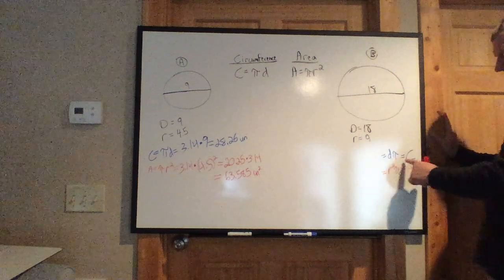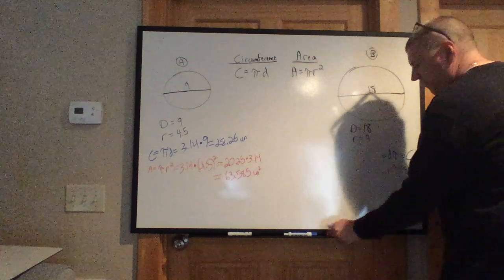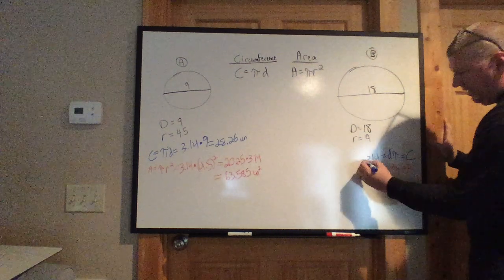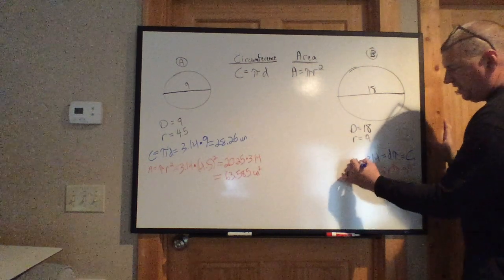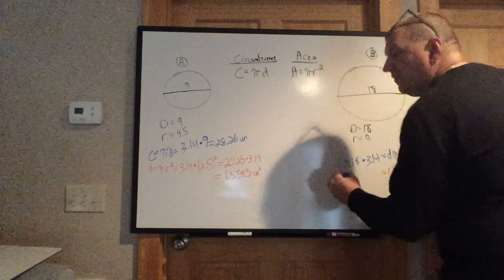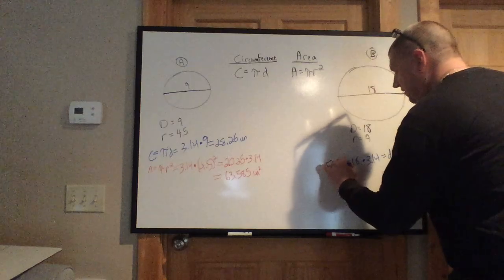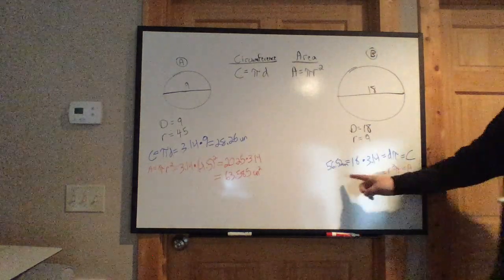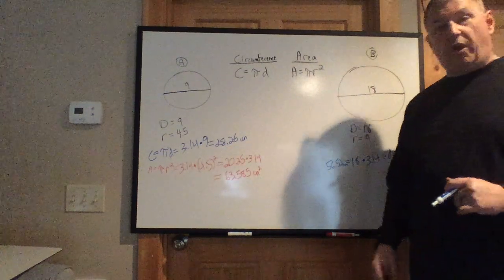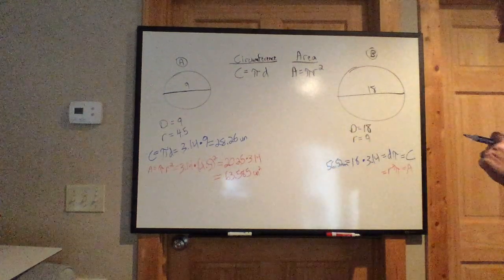So circumference is equal to pi times the diameter. So 3.14, our decimal equivalent for pi, times my diameter, which is 18, is going to give me a grand total of 56.52 units. Okay. Now, looking over here, 28.26, 56.52, yeah, that is double, okay? So that works out great. Let's double check and make sure the area works out that same way as well.